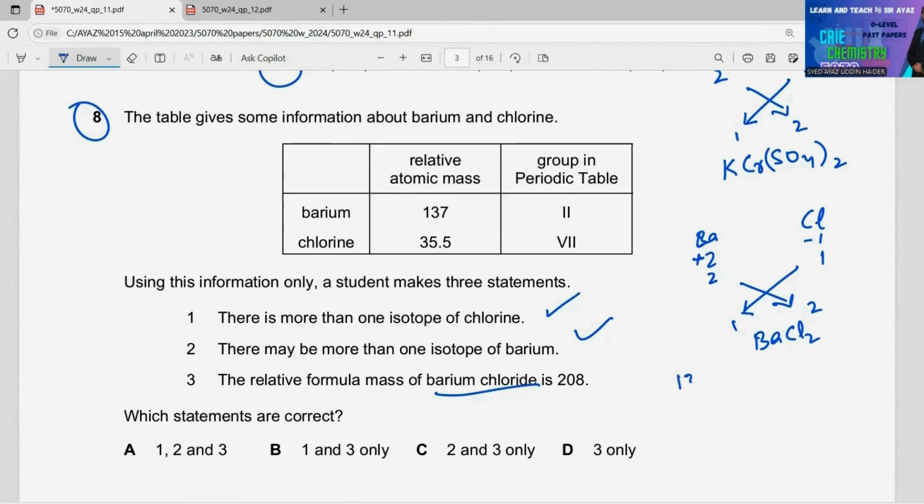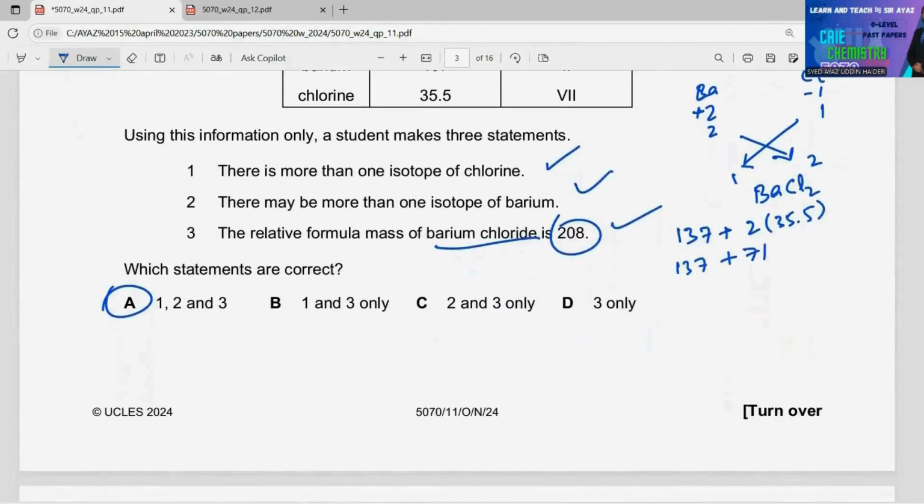So we have 1 atom of barium, 137, plus 2 atoms of chlorine, which means that 2 will be multiplied by 35.5. It becomes 137 plus 71, so 208. So this is also the correct statement, which means A must be the right answer in this case.